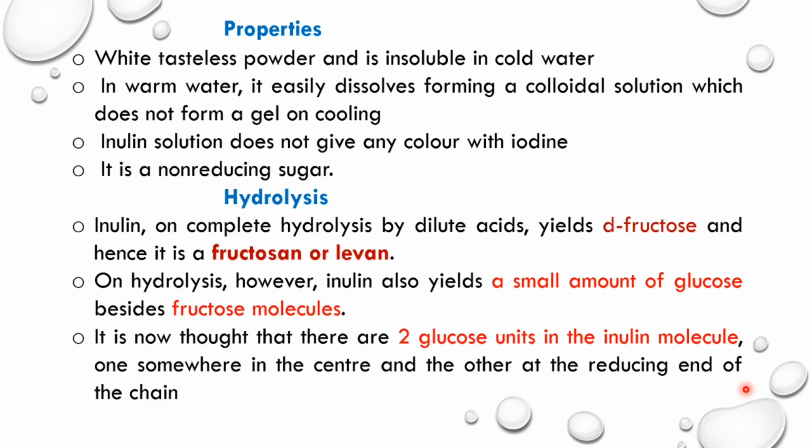Upon complete hydrolysis by dilute acids, it yields D-fructose, so it is called fructosan or levulin. On hydrolysis, however, inulin also yields a small amount of glucose besides fructose. It is now thought that there are 2 glucose units present in the inulin molecule, one somewhere in the center of the inulin and the other at the reducing end of the chain. So that's why upon hydrolysis, inulin yields a small amount of glucose.